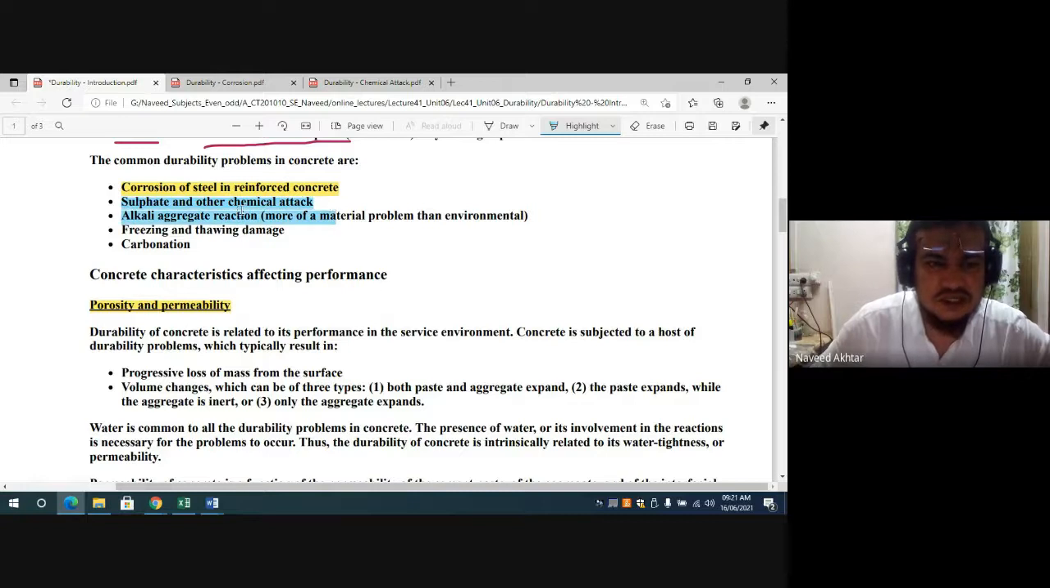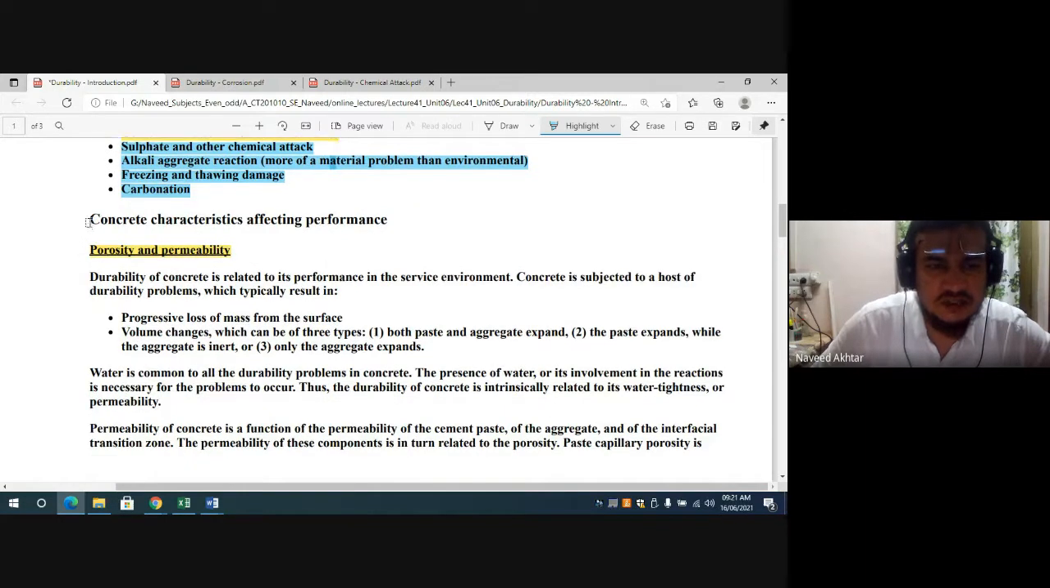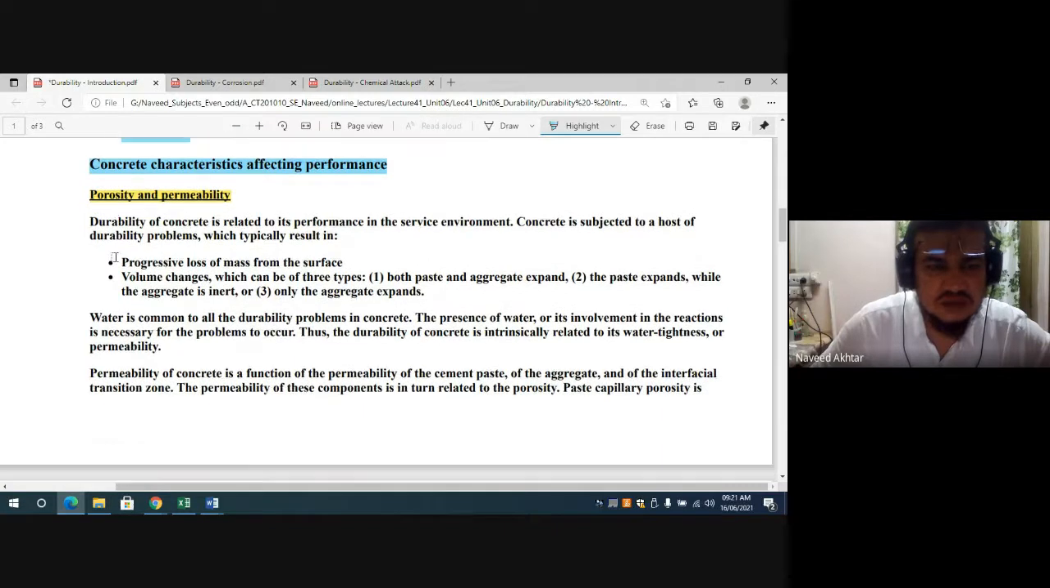Then the sulfate and other chemical attack, alkali aggregate reaction is the major problem in the environment. Freezing and thawing damage and the carbonation, these are the different durability problems. Then the concrete characteristics affecting the performance, that is durability of the concrete. First one is porosity and permeability of the concrete.